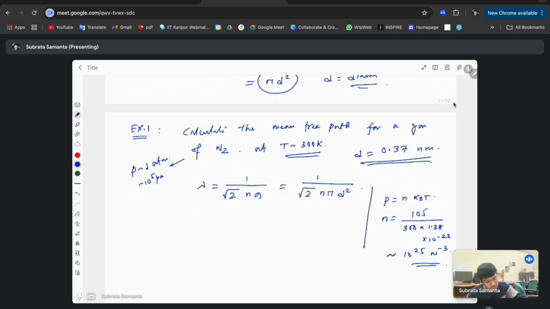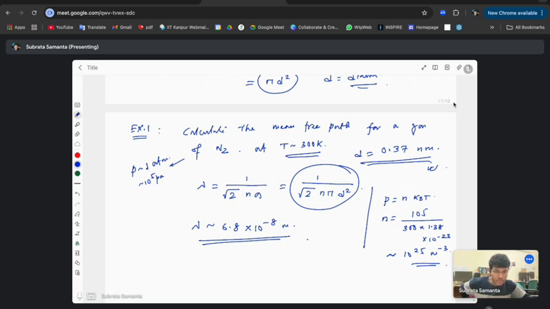And we know that the value of d is 0.37 nanometer. So plugging these values into these expressions, we get that lambda is around 6.8 times 10 to the power minus 8 meter. So this is your mean free path.